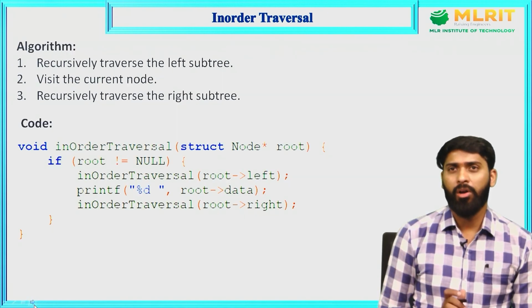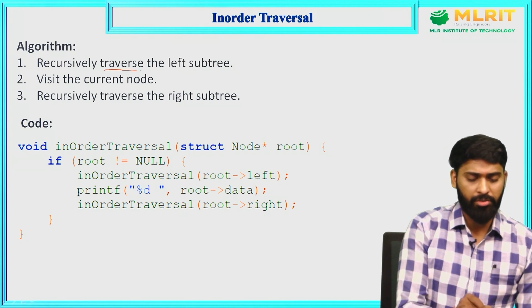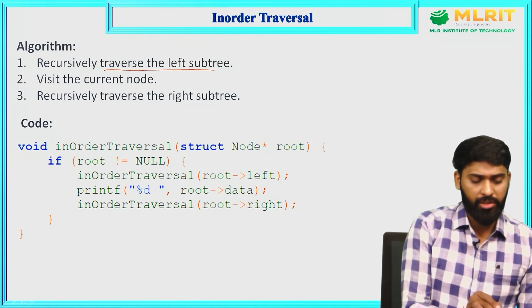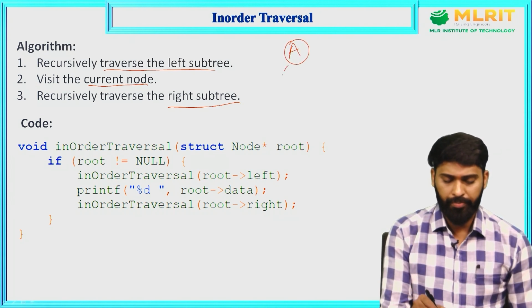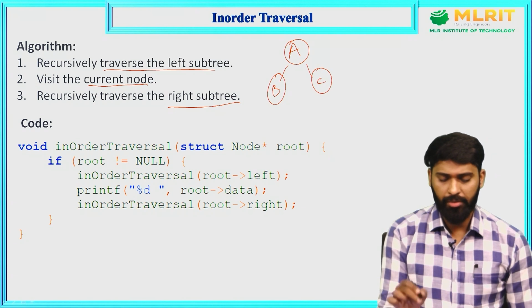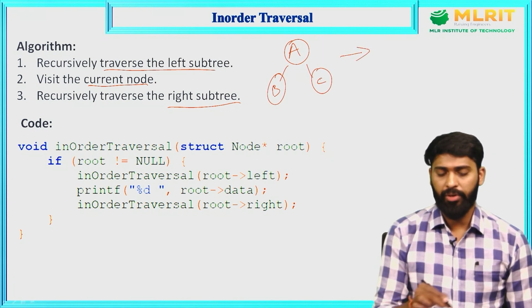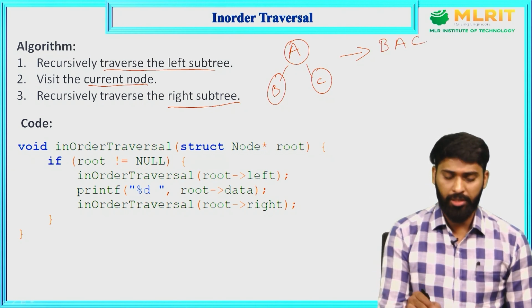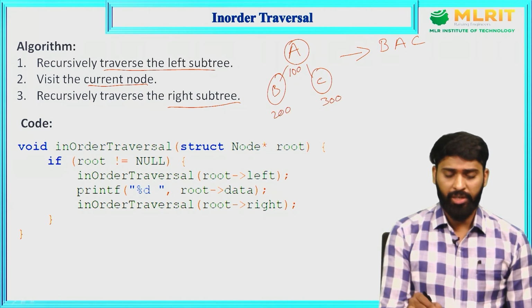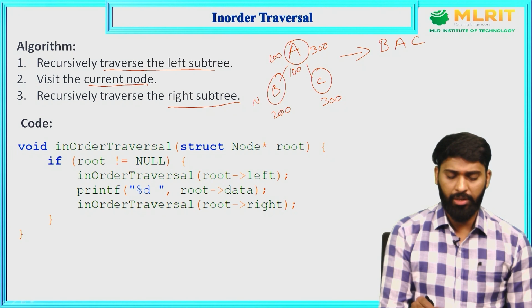The in-order traversal algorithm is: first recursively traverse the left subtree, then visit the current node, then recursively traverse the right subtree. Take this as an example: A, B, C. What is the expected output? If we traverse in order, it displays B, A, C. Let us assume these are the addresses 100, 200, 300. What is the left side of 100? 200, right side 300. For 200, left side null, right side null. For C, left side null, right side null.